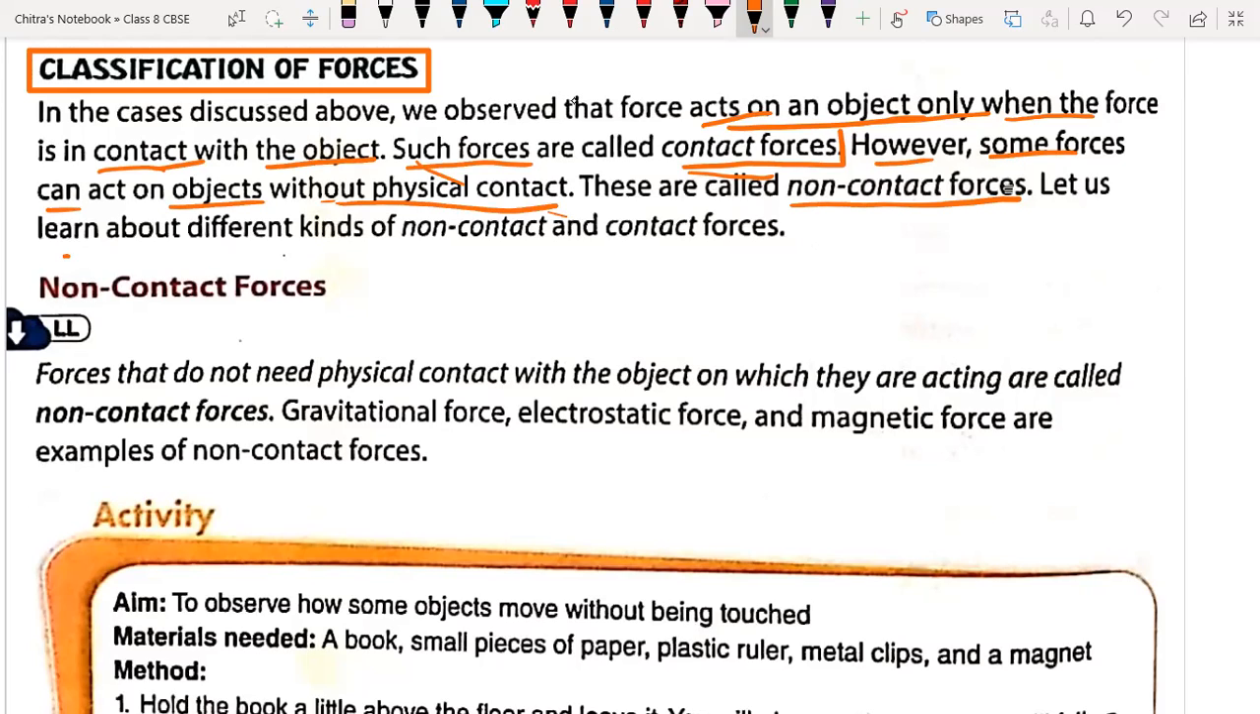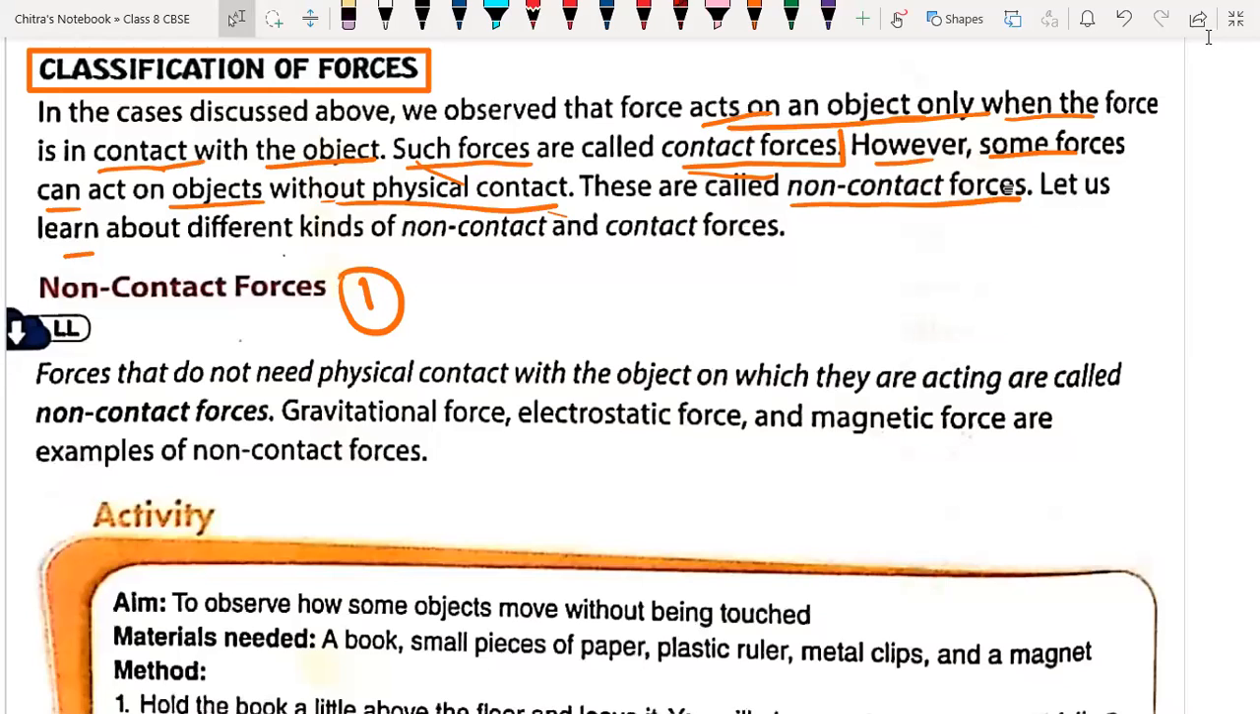Let us understand the contact and non-contact forces in more detail. First we are going to discuss the non-contact force. So what is a non-contact force basically? The force that does not need physical contact with the object on which it is acting is called a non-contact force.